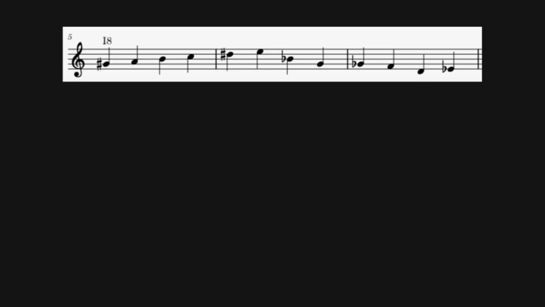I8 of the fifth series is as shown, and here's how it sounds without rhythm. Now listen for I8 in the skittering chromatic line in flute and oboe.